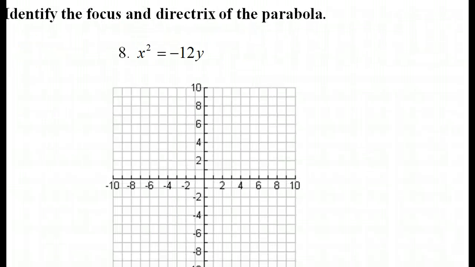Let's take a look at number 8. Is this up, down, left, or right? This one will be down. Ignoring the negative 12 for a second, I have y equals x squared. That seems normal to me. Y equals x squared is what we first learned about. Now, the fact that it's got this negative in it means it'll be a downward facing one, but it won't be sideways. So keep that in mind.